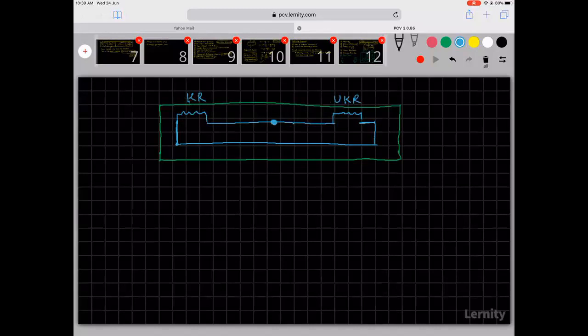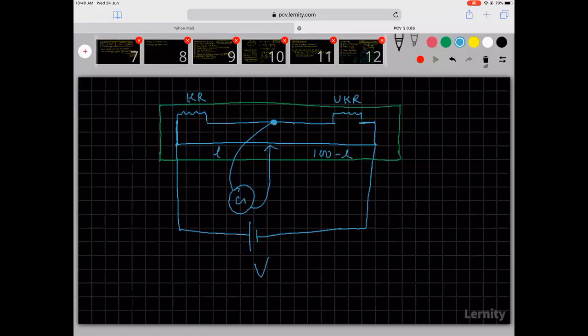Then this is connected to a galvanometer, and then you have a jockey so that you can slide it and find out where the galvanometer will show 0. Of course, all that will happen only when there is a current passing through it, so you need a battery source. Now if this is L, this will be 100 minus L. If it is balanced, then known resistance by unknown resistance is equal to L by 100 minus L.